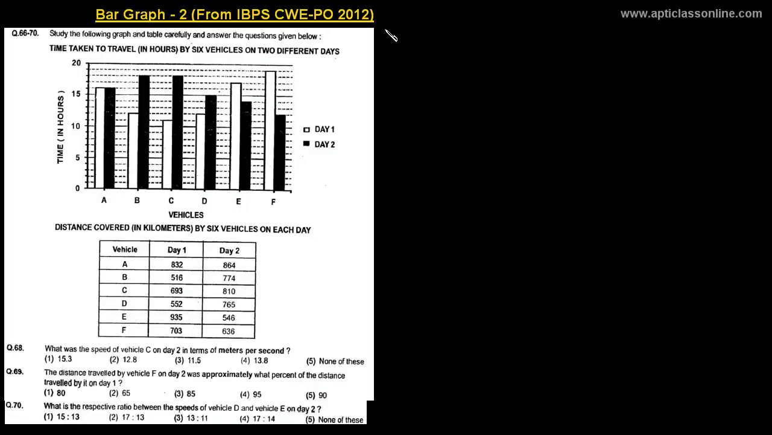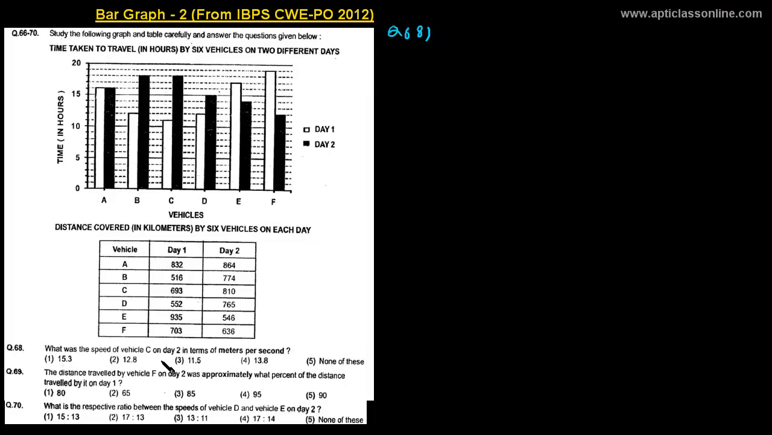So in this class, we will extend our discussion of bar graph 2 from where we left off in the previous class. In the previous class, we solved question number 66 and 67. So we'll start with question number 68. Let's read this question.